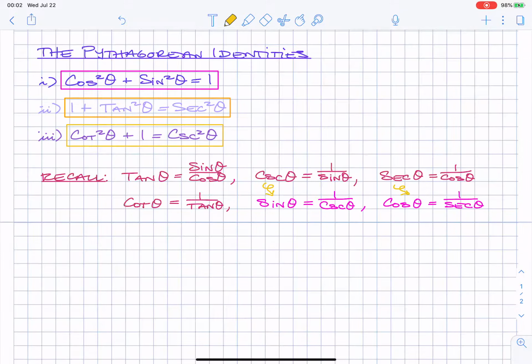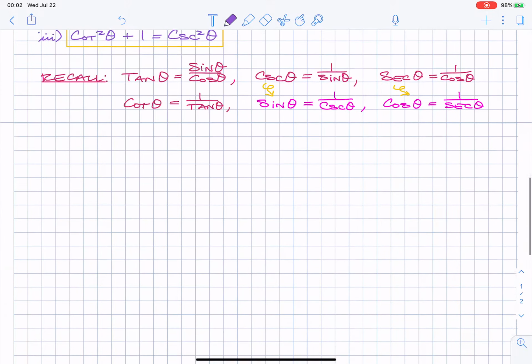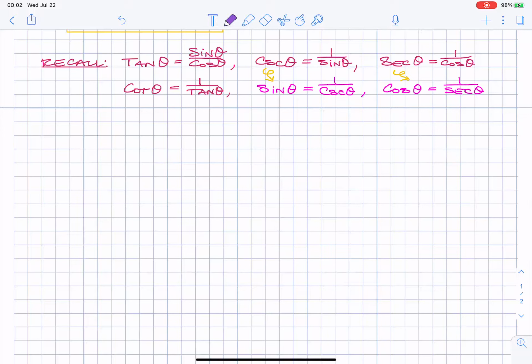Okay, so now let's do the fundamental trigonometric identities, some of which I just stated, so that's good. The fundamental trigonometric identities.